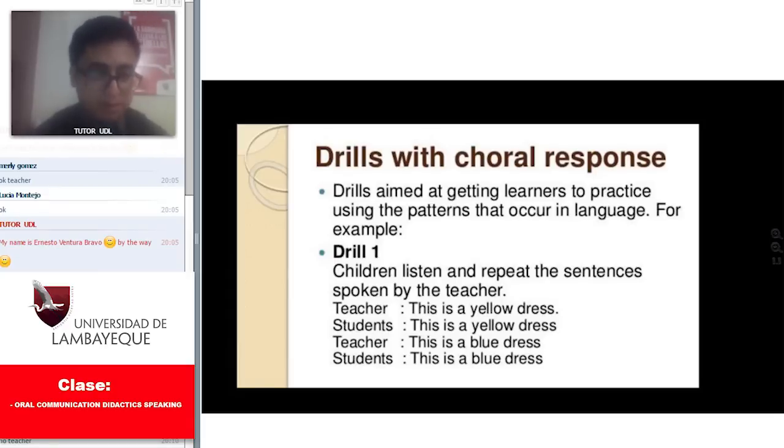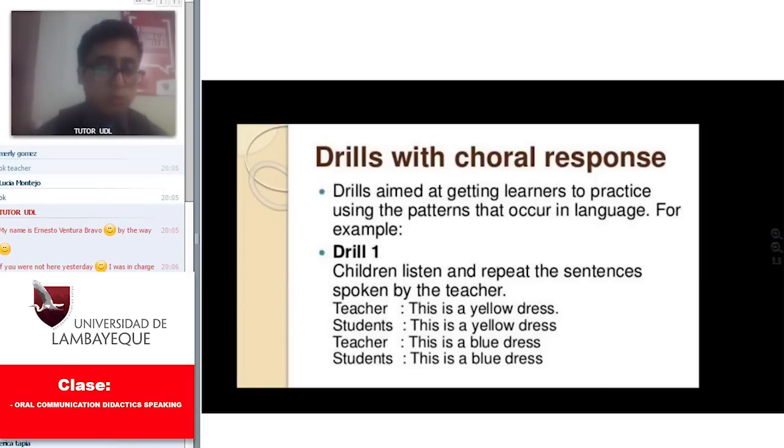Yes, Erica, you remember that depending on the case, we have different kinds of drills. Today I will show you that. But let me tell you an example. If you want to present a new topic, maybe before introducing the new phrases, or when they are listening to a conversation, after they listen to the conversation, you can ask the students to repeat the most important phrases that the conversation has.